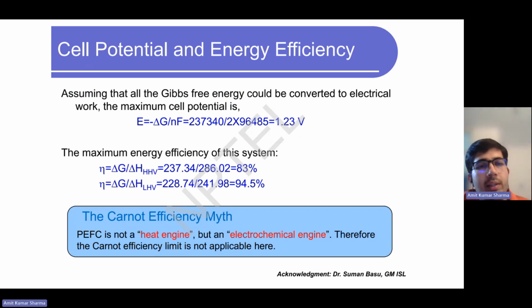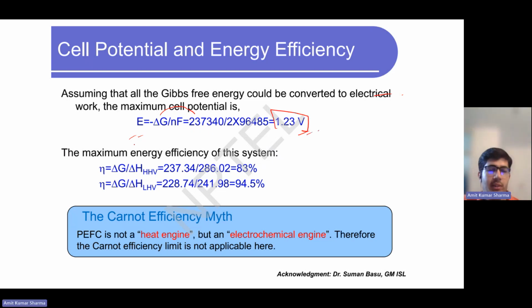Now, cell potential and energy efficiency. Assume that all the Gibbs free energy could be converted to electrical work. So the maximum cell potential will be E equals minus delta G upon nF. Put the value of delta G, that is 237,340 upon 2 multiplied by 96,485, and it becomes 1.23 volt. So this is the maximum voltage that a fuel cell can generate.